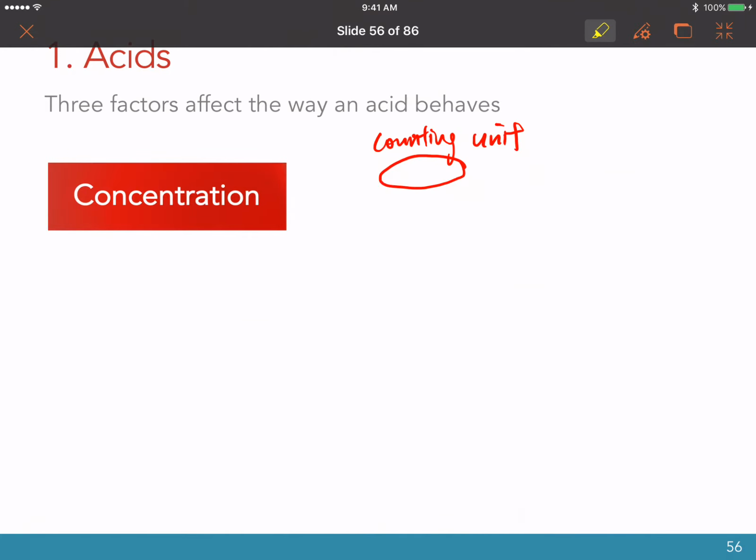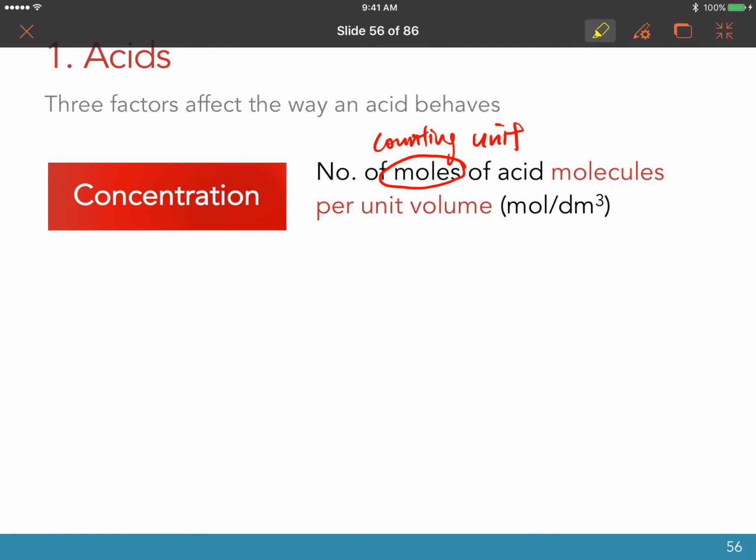Okay, next we have what is concentration. Now when I say, let's say, that the Milo that I drink today is very concentrated, it means that the Milo that I drink has a lot of Milo powder with very little water. So it's about the amount of Milo powder per cm cube. Do you agree? So what is concentration in chemistry? It is the number of moles of acid molecules per unit volume. Maybe you just want to copy that down first.